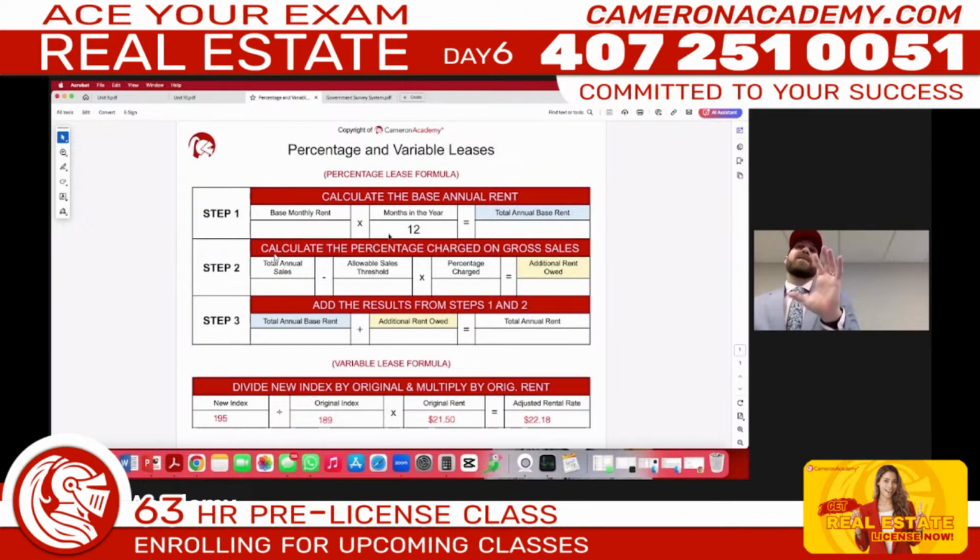This is the order. I like to calculate the base rent first. What's the base rent? Base rent, $2,000 a month, right? But we need to know annual, so simply multiply by 12, and what do you get? 24,000. Isn't that simple math? We're going to need that for step number 3. That's why it's color coordinated for you guys, even though I know you have black and white, but you have the PDF version of it.